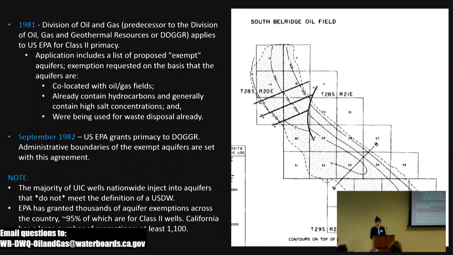Yeah, I think we've been pretty happy with the outcome of the process, which is much more rigorous. They've applied California's additional standards to those. And in many cases, the new aquifer exemptions do require monitoring.